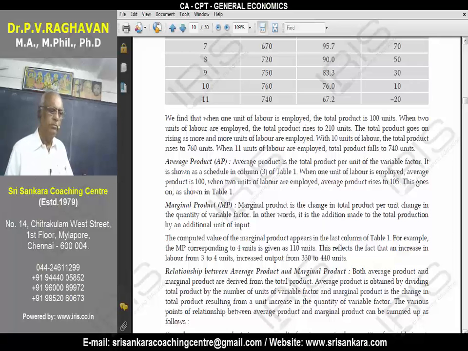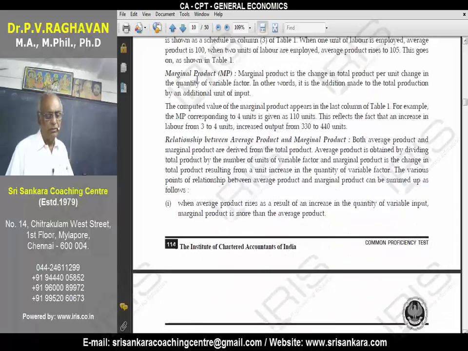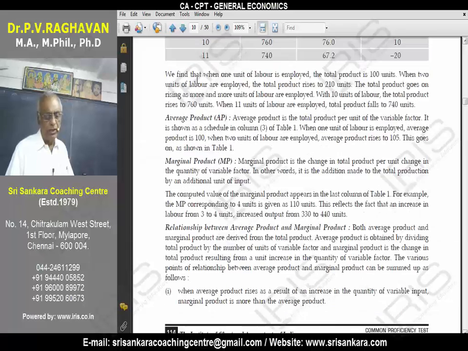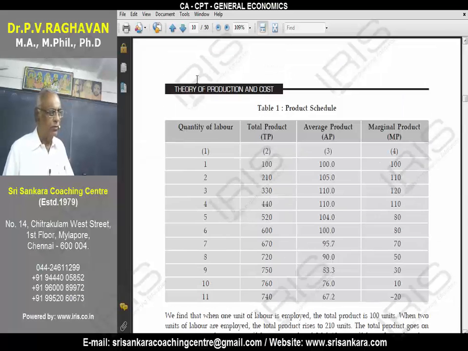How do you write it? How do you write marginal utility? Marginal utility is equal to TUn minus TUn-1. Here, what is marginal product? TPn minus TPn-1. So these are 3. Then next is, this is the question, right? What is short period production function? Question, what is short period production function? Answer.